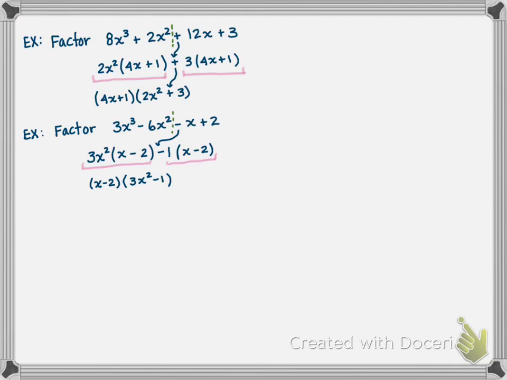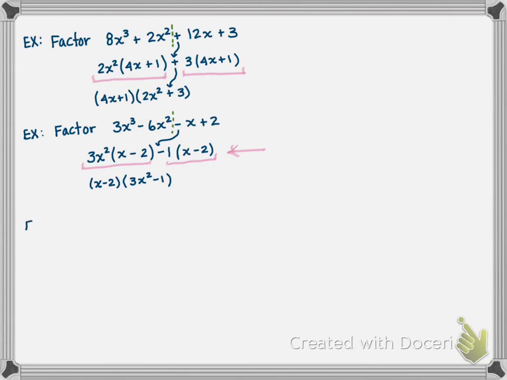It should be noted that if you don't have a common binomial factor in this step, you can't factor, right? All of this is based on the fact that we're taking that x minus 2 out of both terms. If one's x minus 2 and one's x plus 2, then you don't have a common factor that you can pull out.